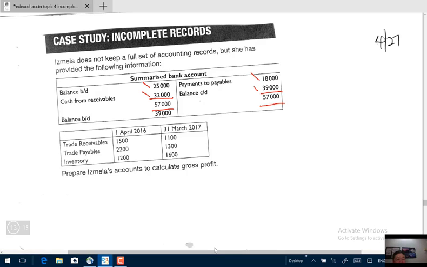Now they also gave you, in the earlier year, the balance in the trade receivables as at 1st of April, in the trade payables the balance, and the inventory amount. Same for the current year. And they asked you, what do they want? Prepare Ismella's accounts to calculate gross profit.